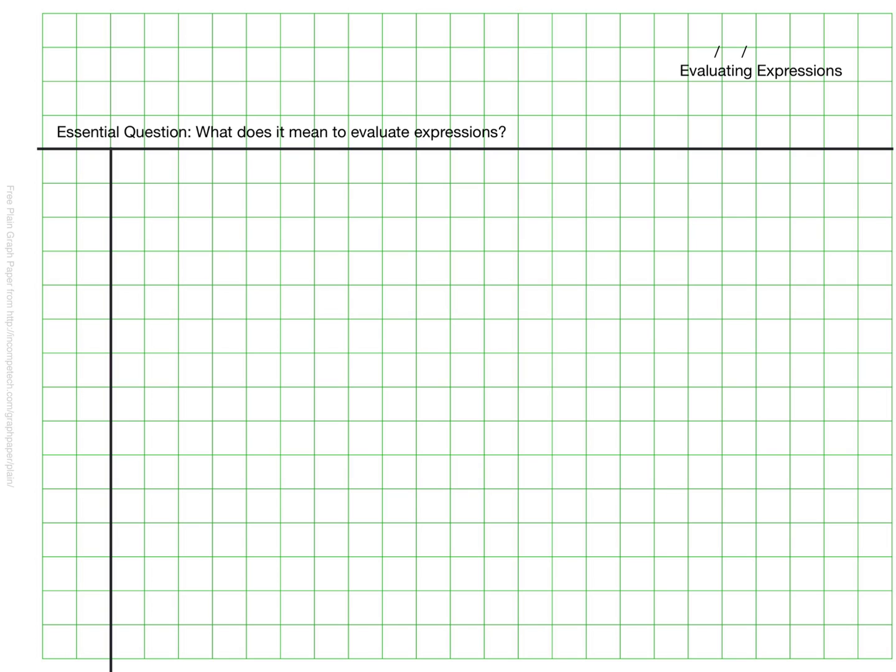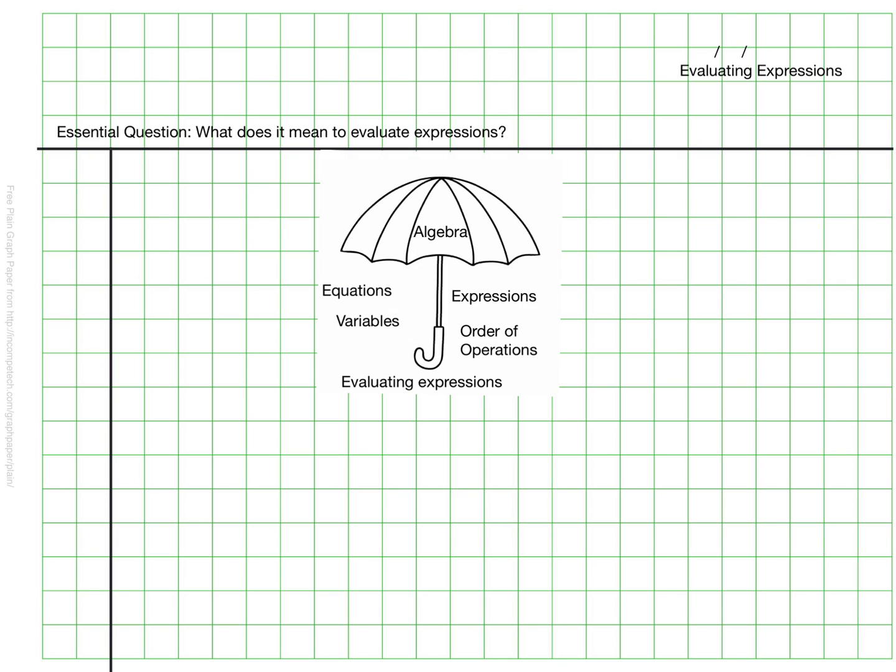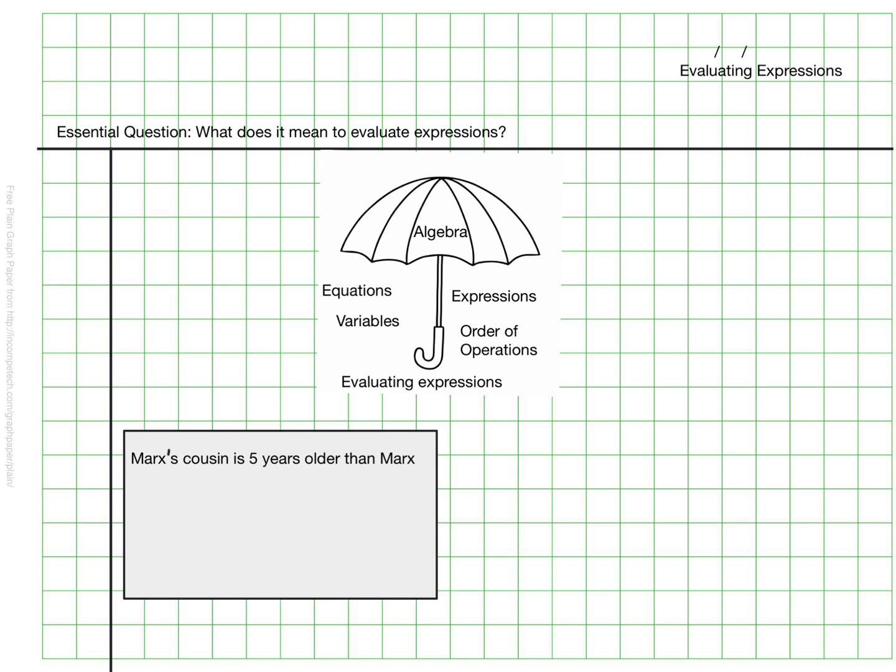And we've been doing a lot of work with equations, variables, and expressions recently. We've also been reviewing and practicing order of operations, and all of this kind of goes under the umbrella of algebra. All of these are in the algebra category. And we're going to add to that evaluating expressions today. Let's think about this situation.